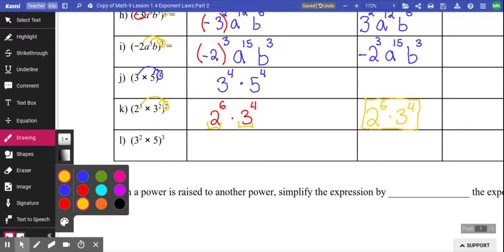So if you look at L, we take the exponent, we multiply it into the other exponents to get 3 to the power of 6 times 5 to the power of 3. You multiply the exponents together. Everything else stays the way it is.